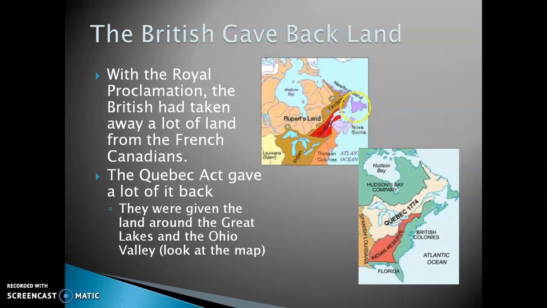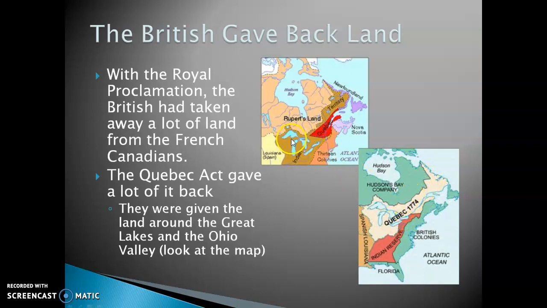So how did they make the French Canadians happy? Well, first of all, the British gave land back. So remember when we talked about the Royal Proclamation, the British had taken a lot of land away. So the original New France had been this whole area down in here. And under the Royal Proclamation, it was reduced to just this red area. So now, under the Quebec Act, they were given all of this area back.